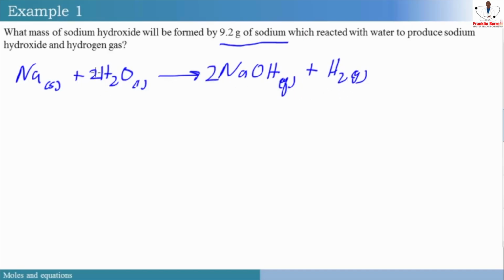So since we changed some numbers, let's start over with the balancing process. We now have 2 sodium atoms here, but 1 here, so we'll put 2 in front of the sodium.